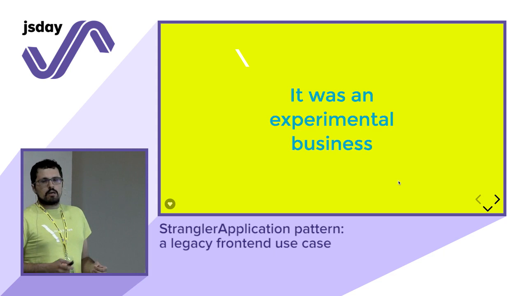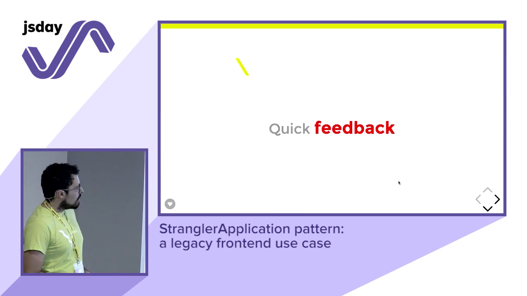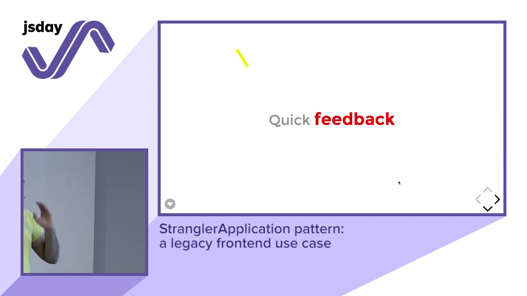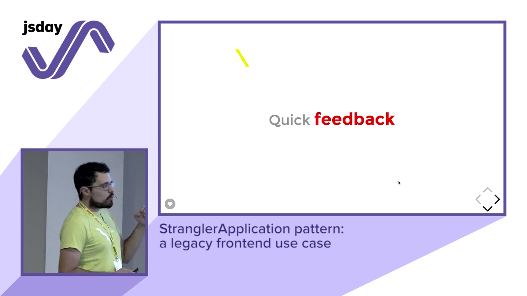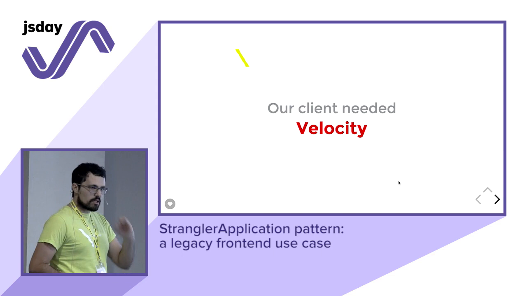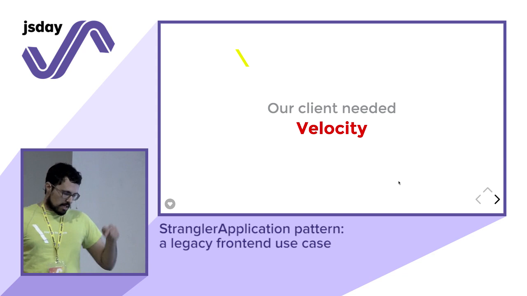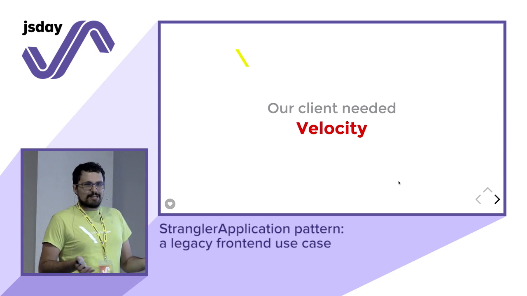So the point is, when you are an experimental business, what is the thing that you need most as a developer? It's quick feedback. You need to go into production as fast as you can in order to get feedback from your users and change your software according to their feedback. But to have quick feedback, you need velocity. Your top priority as a developer, if you are doing an experiment, is velocity. And at that time, for that team and this project, AngularJS was the right choice for velocity. I'm not trying to justify myself, but it's true. So we really decided to stick with Angular.